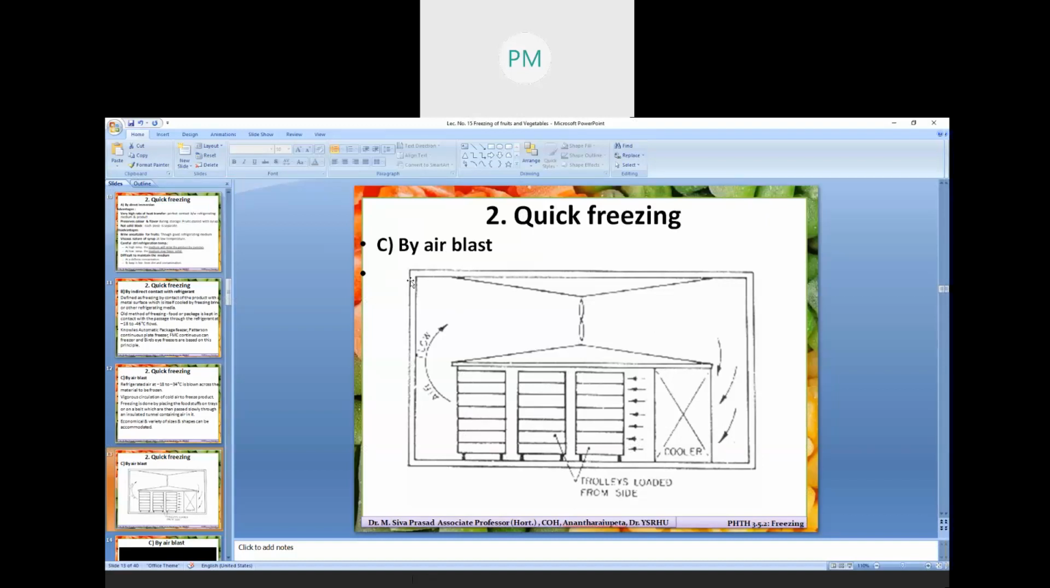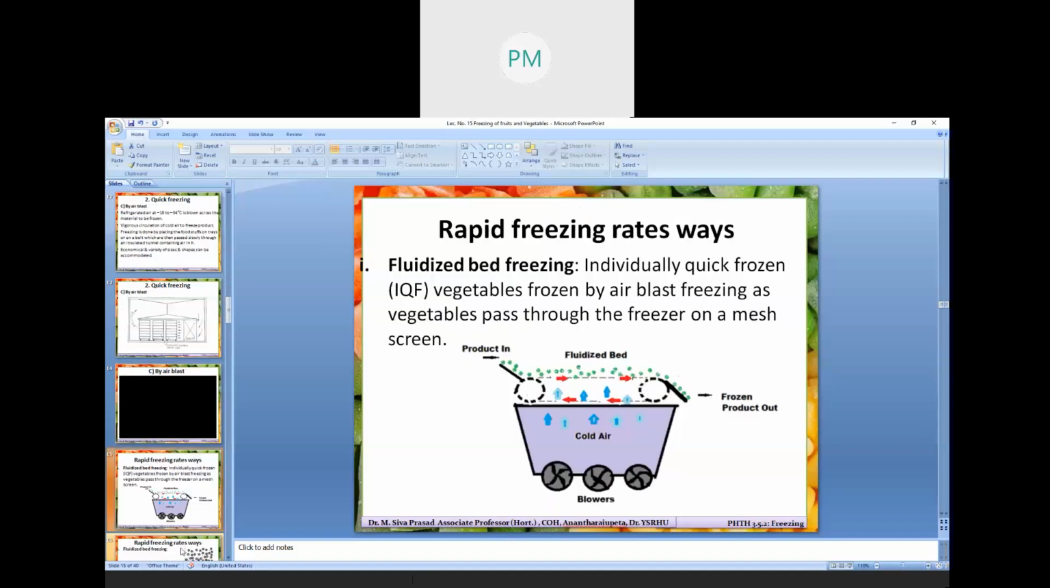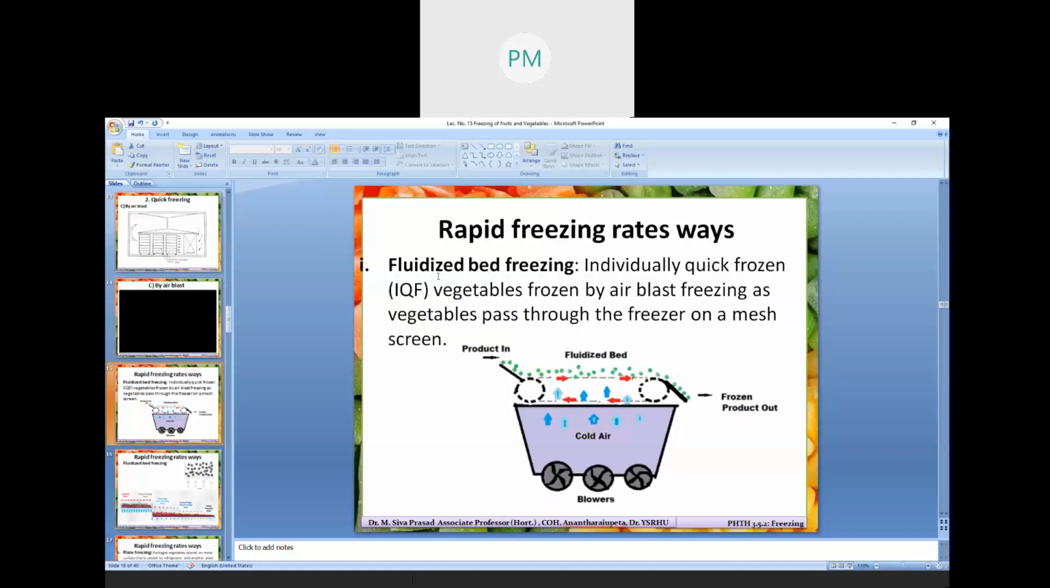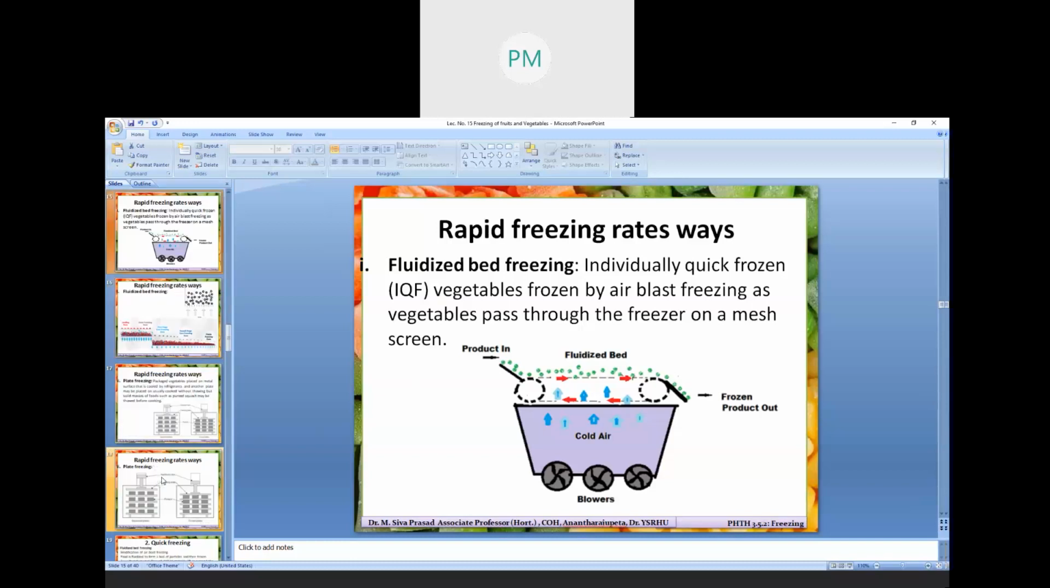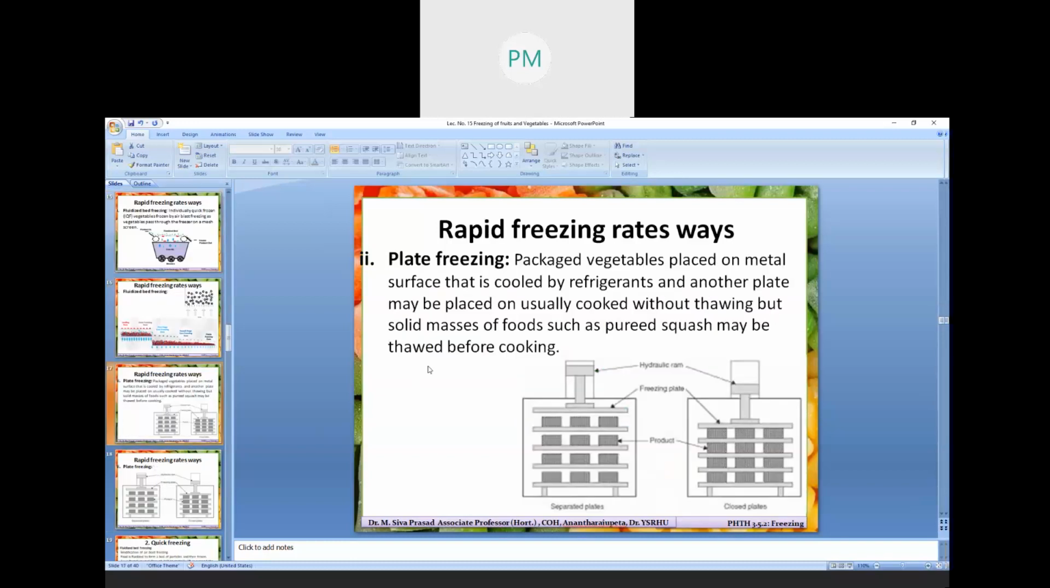So under quick freezing, we have three different methods, that is direct immersion, indirect immersion, and then quick freezing, right? Under this, you have two methods that can be followed, that is rapid freezing techniques, namely fluidized bed freezing and plate freezing, right? These are the two methods by which a food can be quickly frozen.